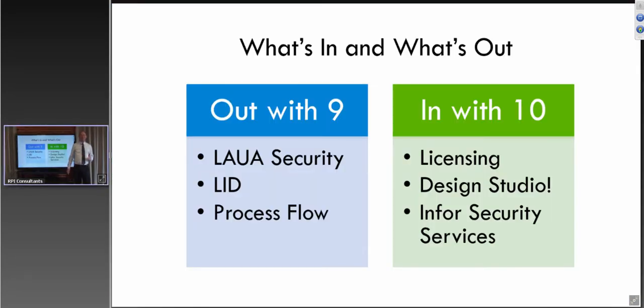All right, with that, let's dive right into it. So what's in and what's out? I think at this point, we all know that LAUA security is gone in version 10, right? So that's a prerequisite: you need to be on Lawson security at the moment that you go live on 10. LID is out for end users, right? Now that's been a message that's been being said for years, and now it's finally true. And process flow migrates over to IPA. So it's the next generation workflow tool from Infor.